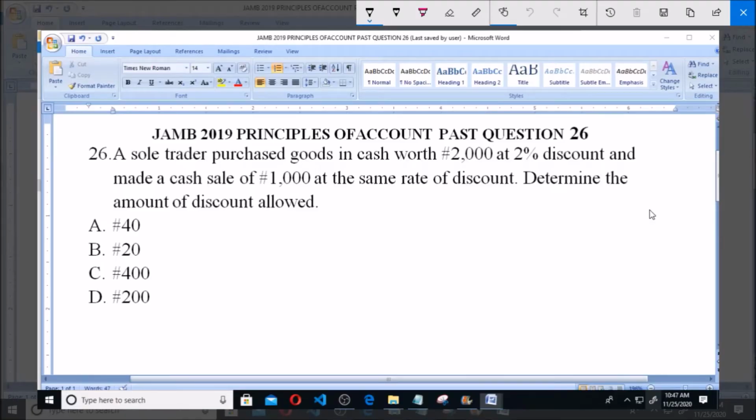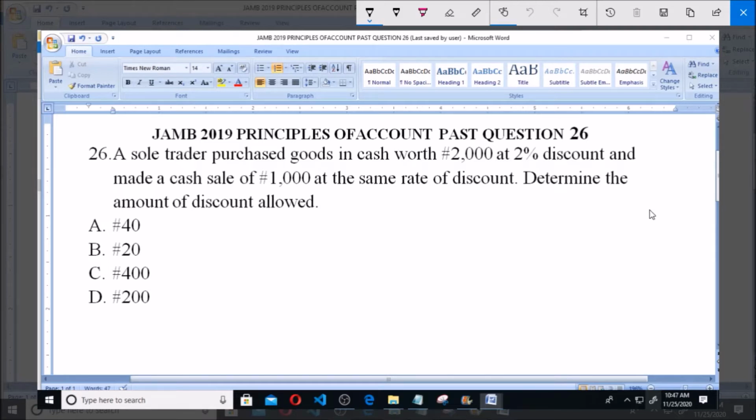JAMB 2019 Principles of Account past question number 20. A sole trader purchased goods in cash worth 2,000 naira at 2% discount and made a cash sale of 1,000 naira at the same rate of discount. Determine the amount of discount allowed.